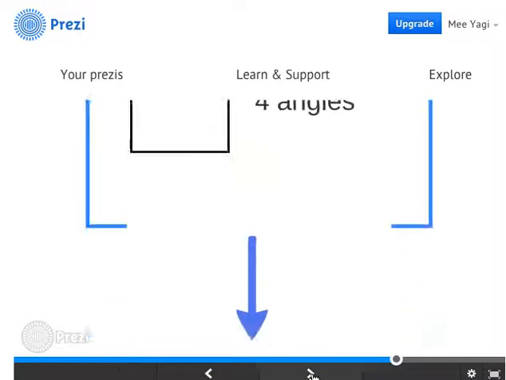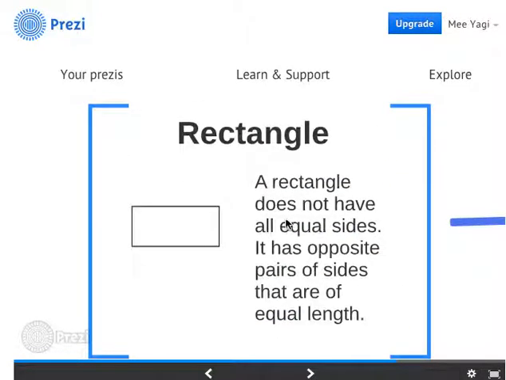Next, let's move on to a rectangle. A rectangle does not have all equal sides. It has opposite pairs of sides that are of equal length. So let's take a look at the two vertical sides on each end, over here and over here. That represents one pair of parallel sides, and going across, horizontally, top and bottom, we notice another pair of parallel sides. And both pairs of parallel sides are of different length. Sometimes we like to say that a square is a special type of rectangle since all sides are equal.